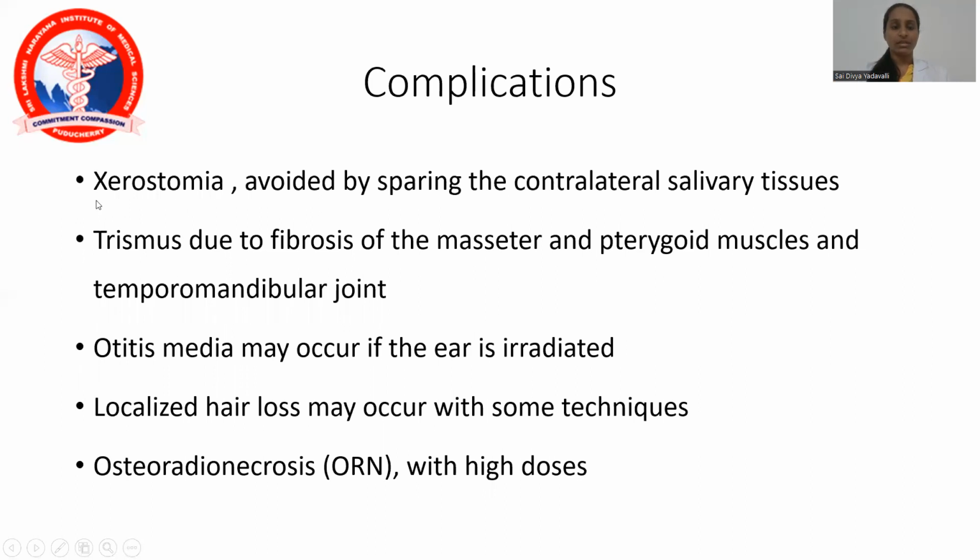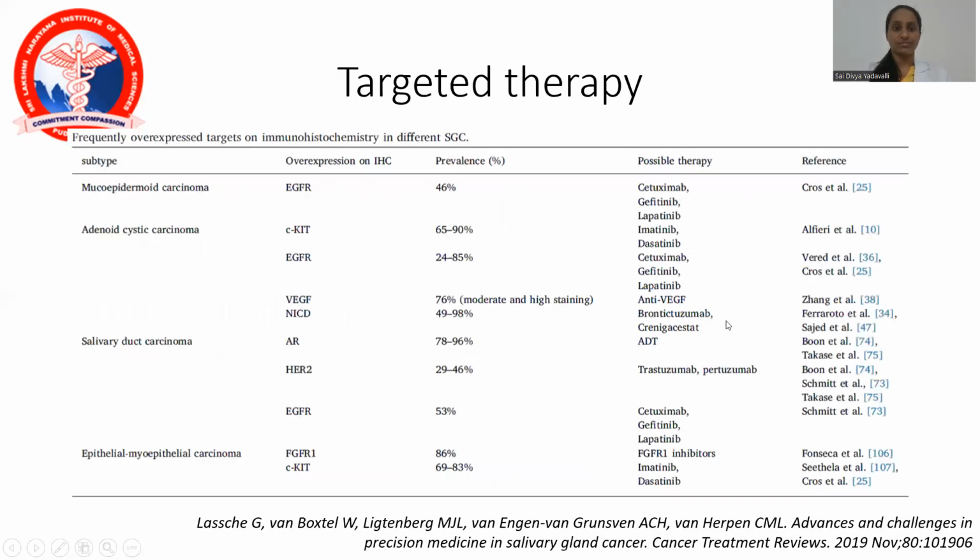Complications of radiotherapy include xerostomia, which can be avoided by sparing the contralateral salivary tissues. There can be trismus because of fibrosis of the masseter and pterygoid muscles and temporomandibular joint involvement. Patients can develop otitis media. If the ear is irradiated, there can be localized hair loss with some techniques. A rare complication that can be seen with high doses of radiation therapy is osteoradionecrosis of the mandibular bone.